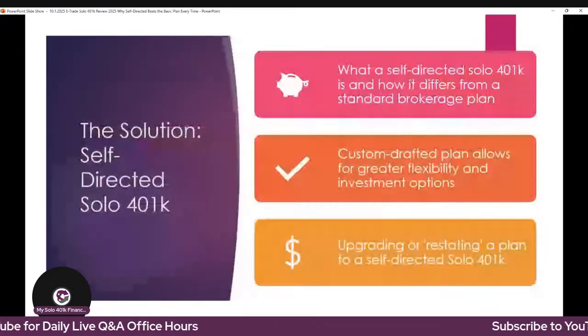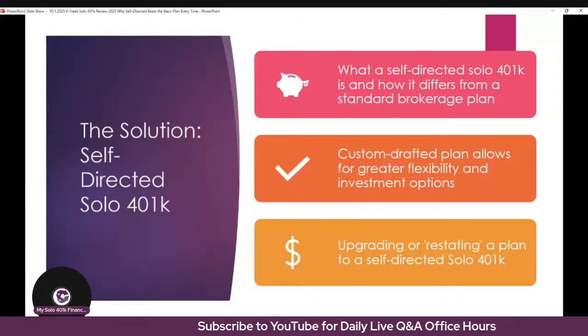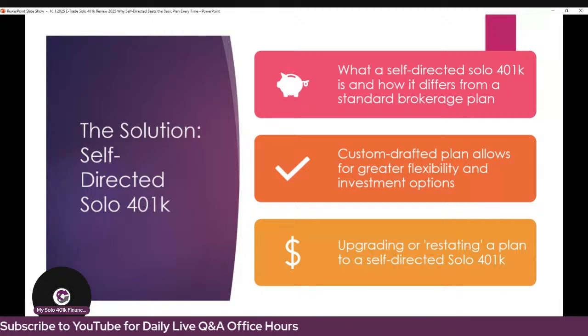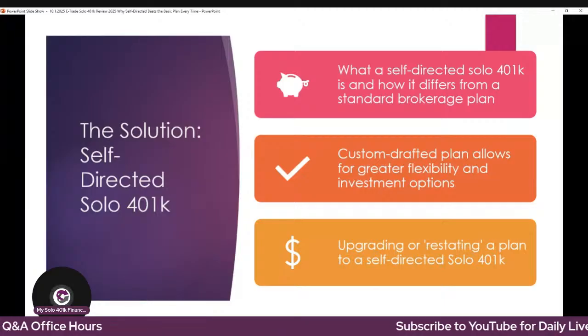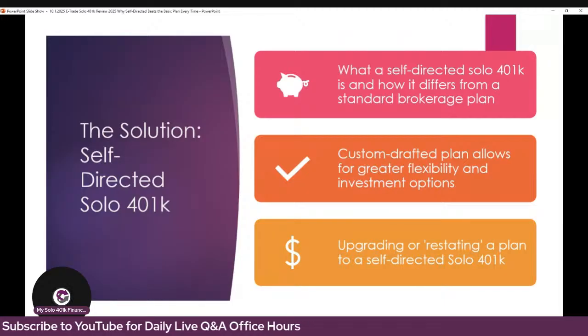So the solution is to set up a self-directed Solo 401k plan. So a third-party plan like the one offered by My Solo 401k Financial that does allow for the features and the service that is wanted, such as the Mega Backdoor Roth, as well as many other features that are not available under the E-Trade plan, but that are available under the plan offered by My Solo 401k Financial.